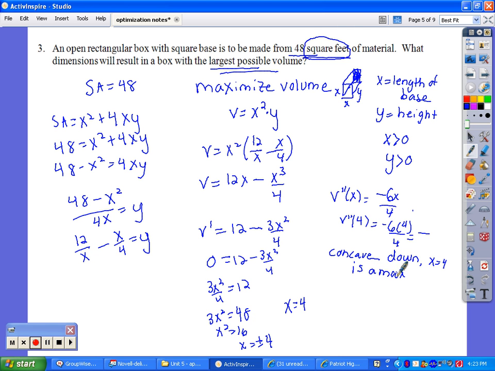And then we just need to find the other dimension. So I'm going to plug 4 into my y equation to find the length of y. So I have y is equal to 12 divided by 4 minus 4 divided by 4. So I have 12 divided by 4, which is 3, minus 1, which is 2. So my dimensions are 4 feet by 2 feet. Okay, and x is the length of the base, and 2 is the length of the height.